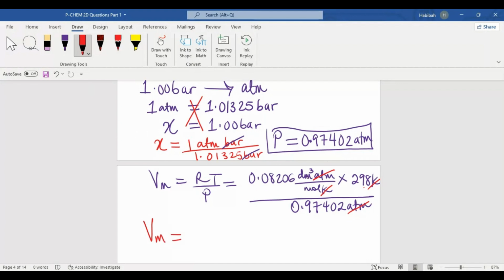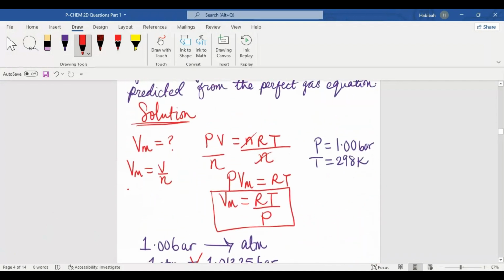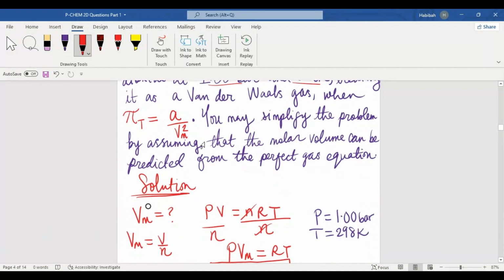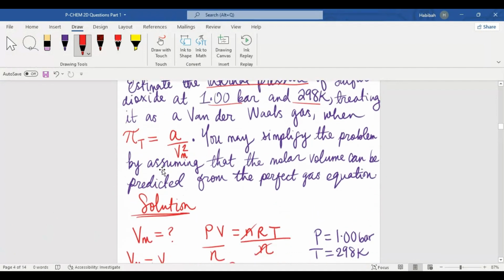So we end up with the molar volume equal to 0.08206 dm³ per mole times 298 divided by 0.97402. We input all of this information in our calculator to get 25.106 dm³ per mole. Now, the next thing you have to do, of course, is use the formula for internal pressure.